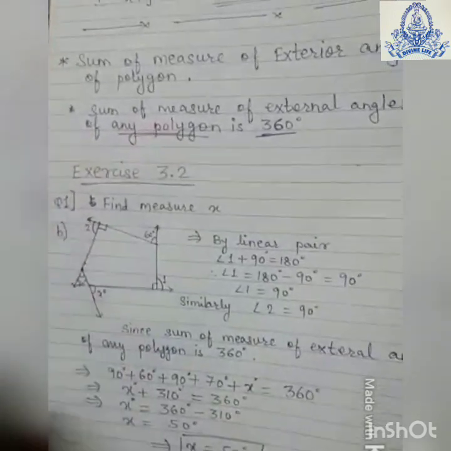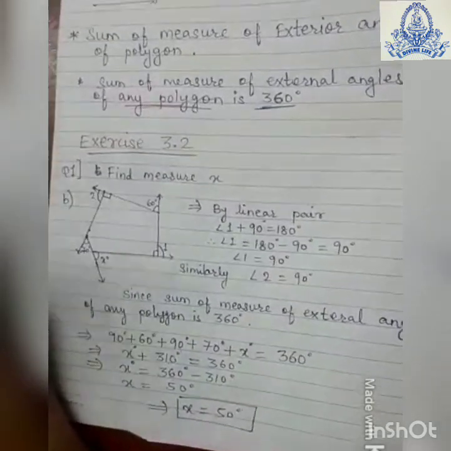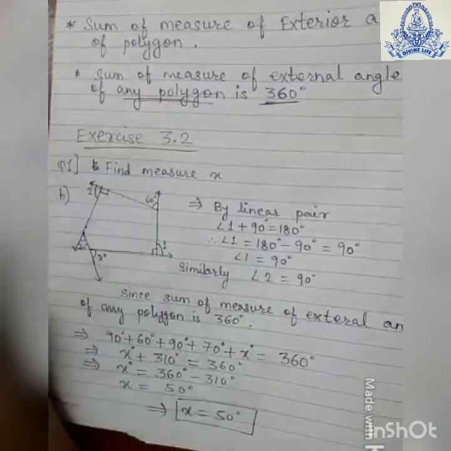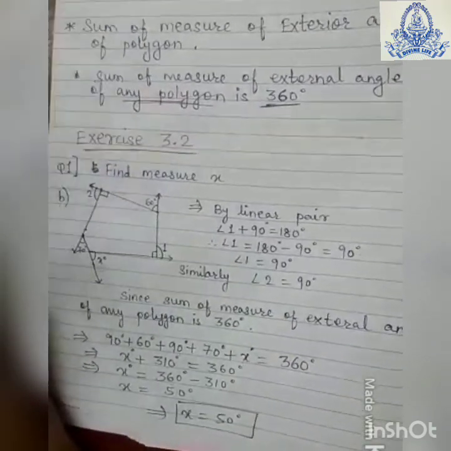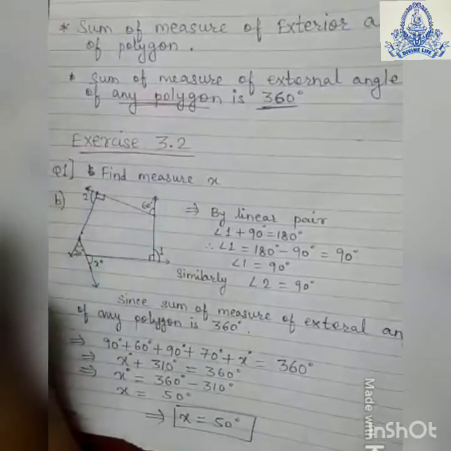Don't get confused. The angle sum property of quadrilateral is 360, okay, for a four sided figure. For a five sided figure it is 5 minus 2 into 180.